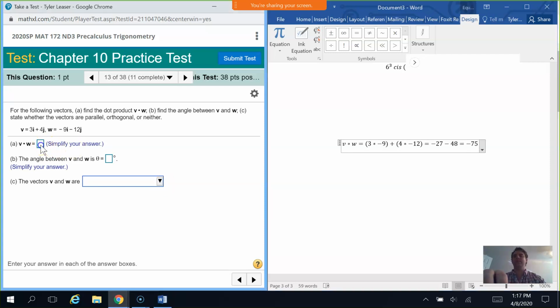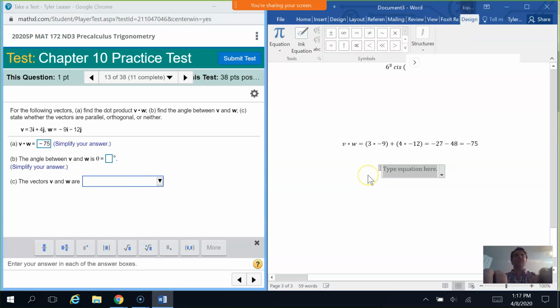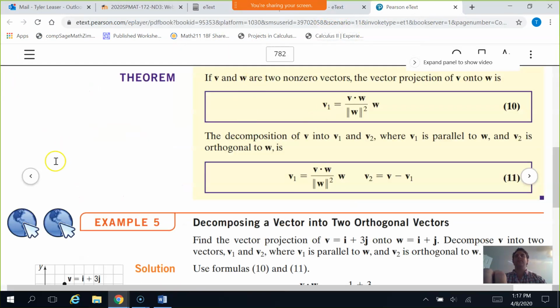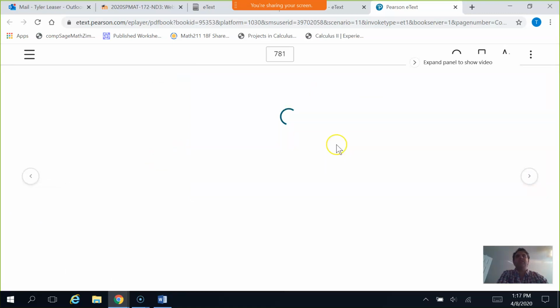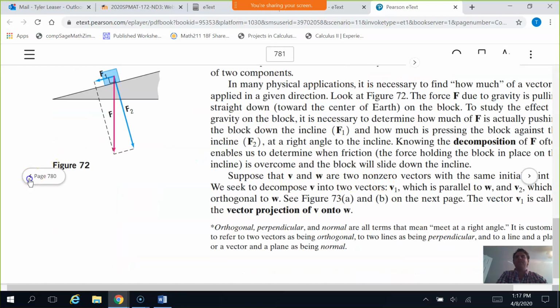Okay, so that goes here. Then it's asking for the angle between, and there's just a formula for that. So the angle between two vectors, let me go back to the book here. It's very similar to the way that we were doing the projection. The formula is just slightly different. And I think you're going to have to do an inverse to get to it.